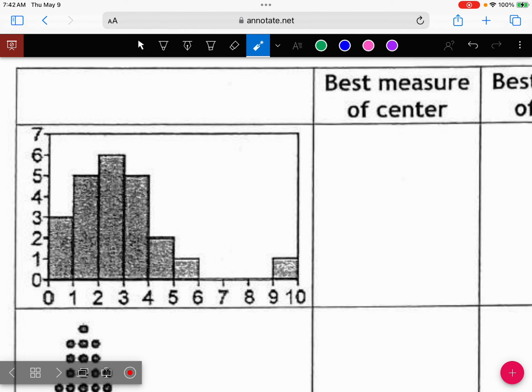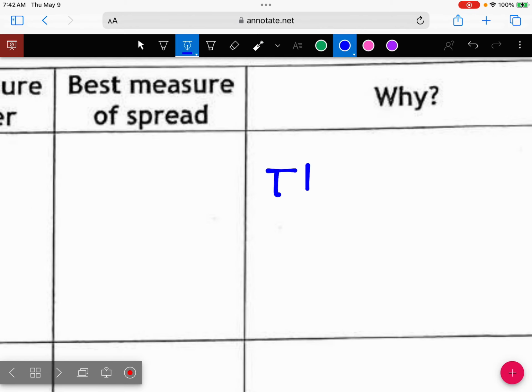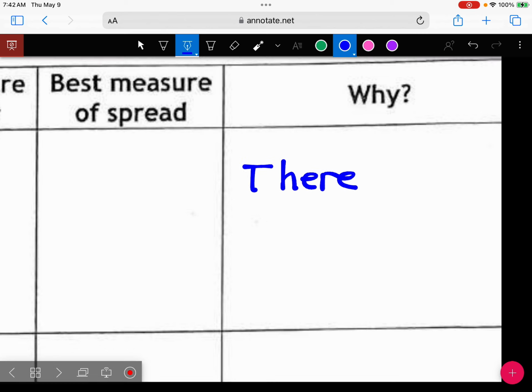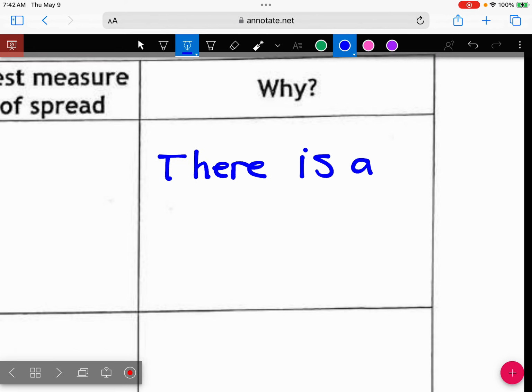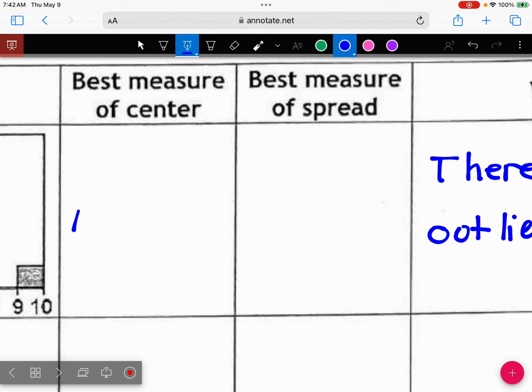So because there is an outlier, I'm going to just put that in my Y. There is an outlier. Since there is an outlier, we are going to use the median to measure our center. Since we're using median to measure our center, we are going to use our interquartile range to measure the spread. Median and IQR go together. They are buddies.